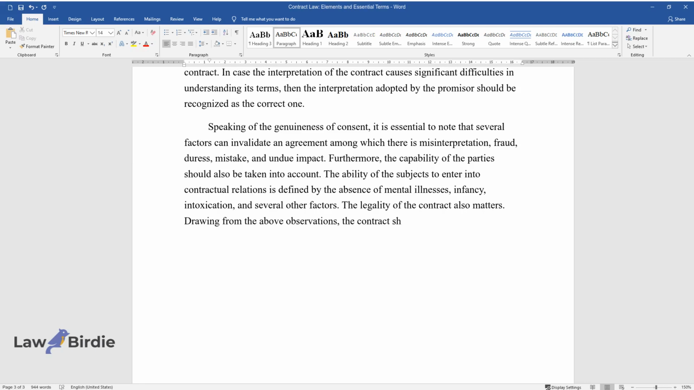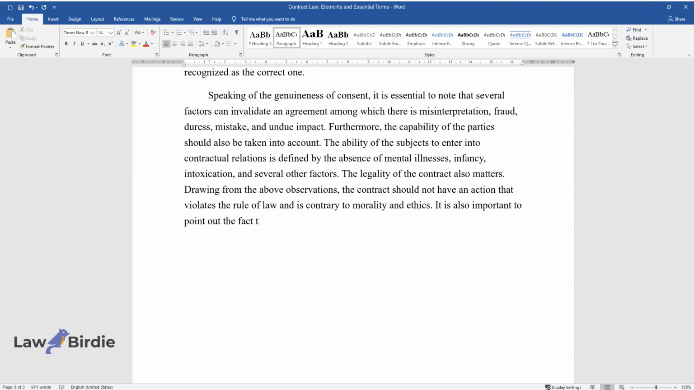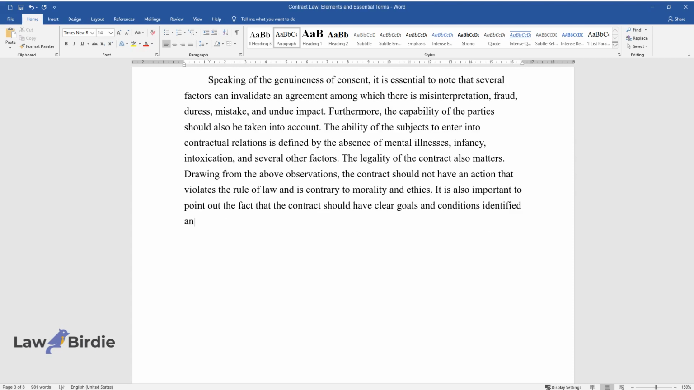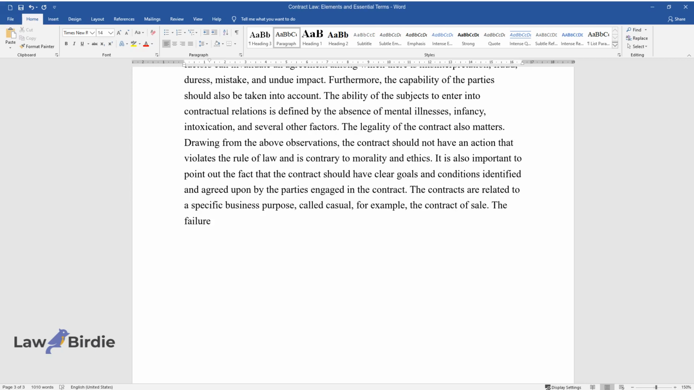Drawing from the above observations, the contract should not have an action that violates the rule of law and is contrary to morality and ethics. It is also important to point out the fact that the contract should have clear goals and conditions identified and agreed upon by the parties engaged in the contract. The contracts are related to a specific business purpose, called causal, for example, the contract of sale. The failure to identify goals results in invalidity.